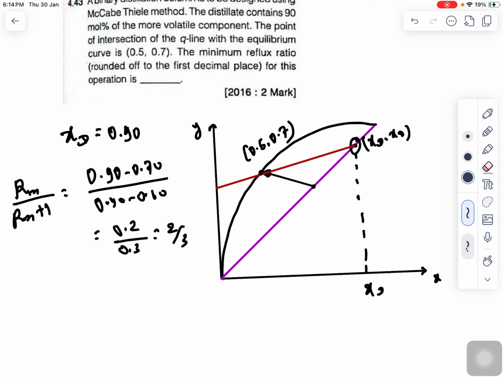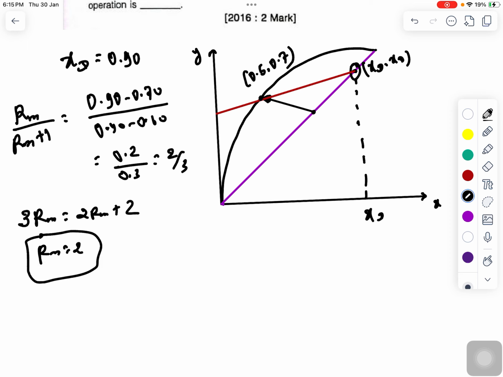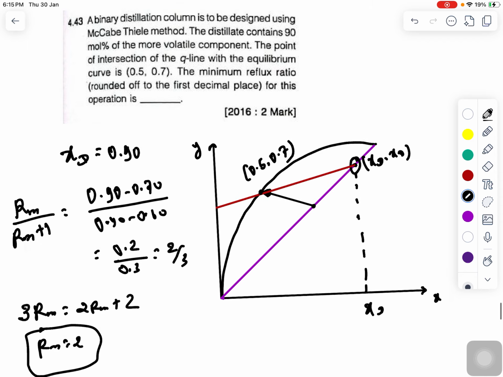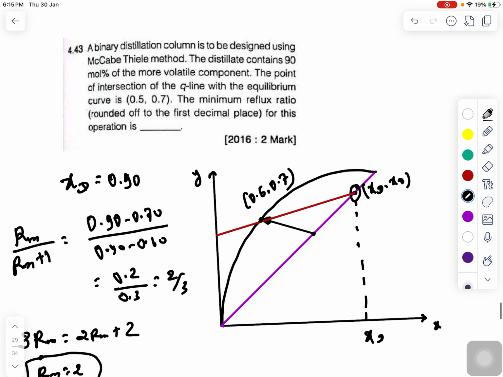Now you are supposed to calculate the minimum reflux ratio. So 3 Rm equals 2 Rm plus 2, so the value of Rm will be equal to 2. The minimum reflux ratio will be equal to 2 for this particular problem. This was a very simple problem.